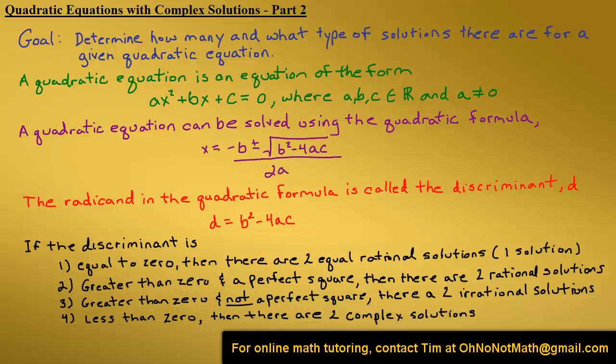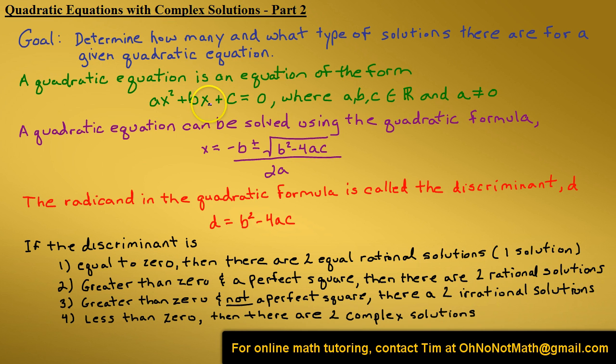Quadratic equations with complex solutions, part 2. In this video, we'll look at how you can determine how many and what type of solutions there are for a given quadratic equation. The types of solutions are either rational, irrational, or complex. In the last video, Quadratic Equations with Complex Solutions Part 1, we looked at the definitions for each of those types of numbers. So what is a quadratic equation?